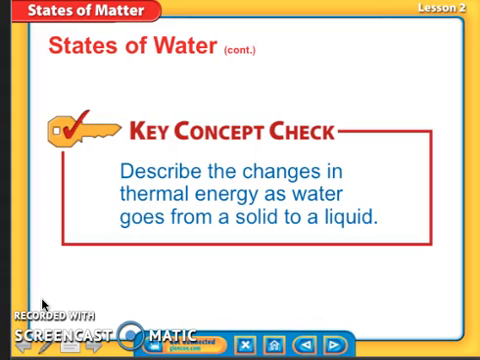So describe the changes in thermal energy as water goes from a solid to a liquid. Well, you have to add thermal energy, and it causes the particles to start to break apart, separate, and slide around, going from a solid to a liquid. Melt.